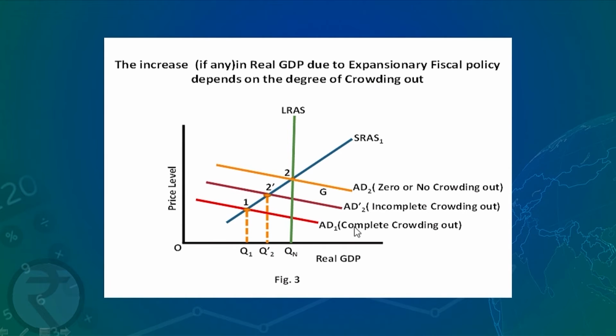If there is a complete crowding out, then the AD1 curve will remain the same, it will not shift at all and the economy will remain at equilibrium number 1, making the fiscal policy completely ineffective. So, in this diagram we have seen how the aggregate demand will shift or not, it will depend upon whether the crowding out is zero, complete or incomplete.